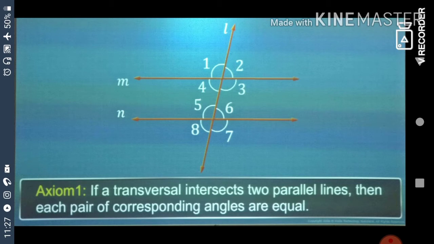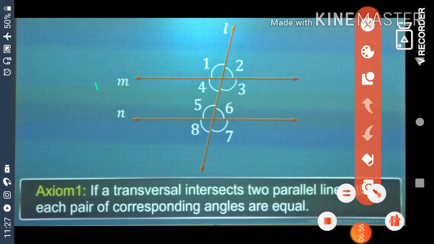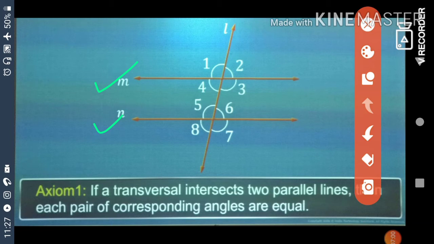What it says is that if a transversal intersects two parallel lines, as you can see here, two parallel lines M and N. These are parallel lines. What are parallel lines? Parallel lines are those lines which never intersect each other. It goes on and on, and we have talked about this in our previous video already. So M and N are parallel lines, and this L is a transversal.